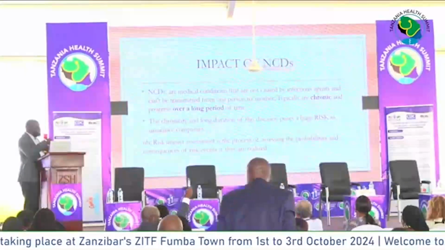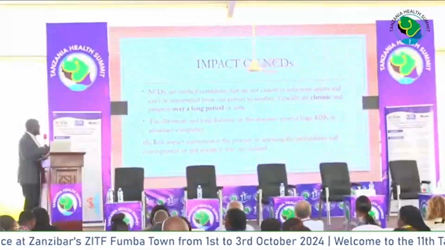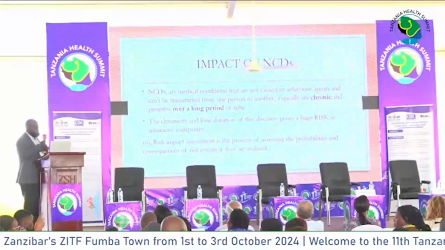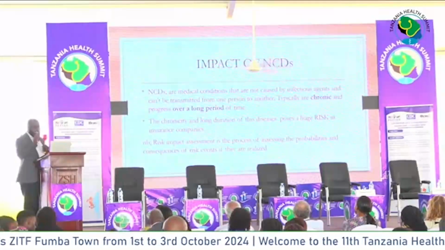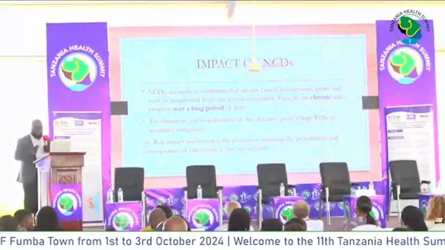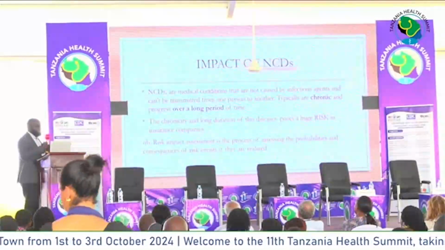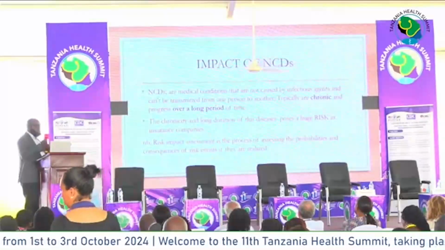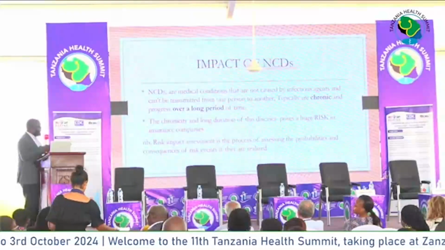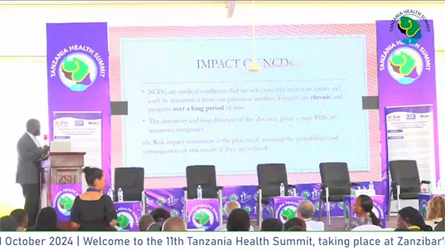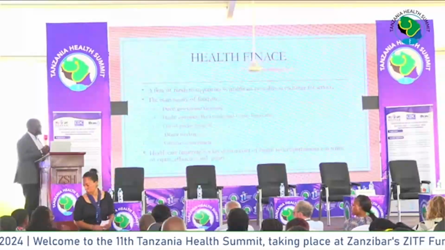So if these diseases are chronic, meaning they have a bigger magnitude, while the time or duration constitutes the possibility of the frequency. So any claim that I get from NCD has a bigger risk compared to any other claim. Did you get the concept there? So any person who has an NCD, I consider that as a bigger claim compared to any other claim. So again, risk impact assessment is the process of assessing the probability and the consequence of risk events if they are realized. And in this particular framework it is the NCDs.